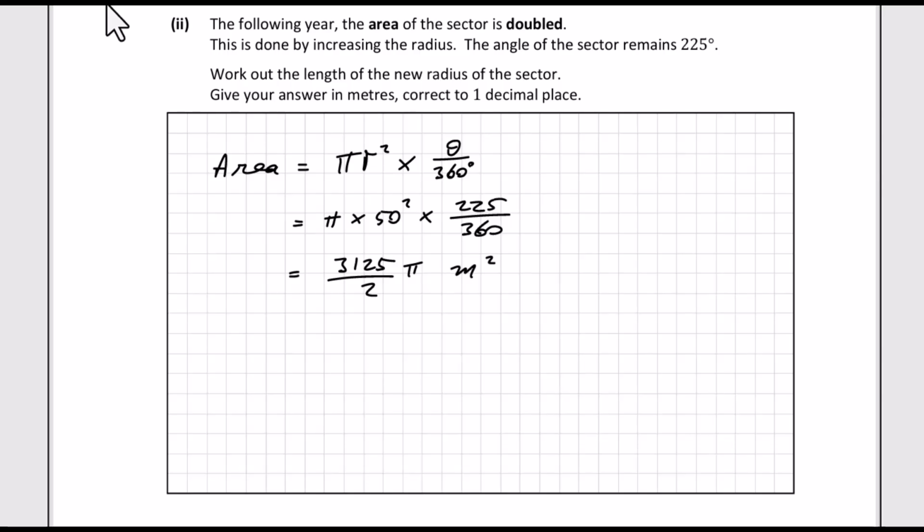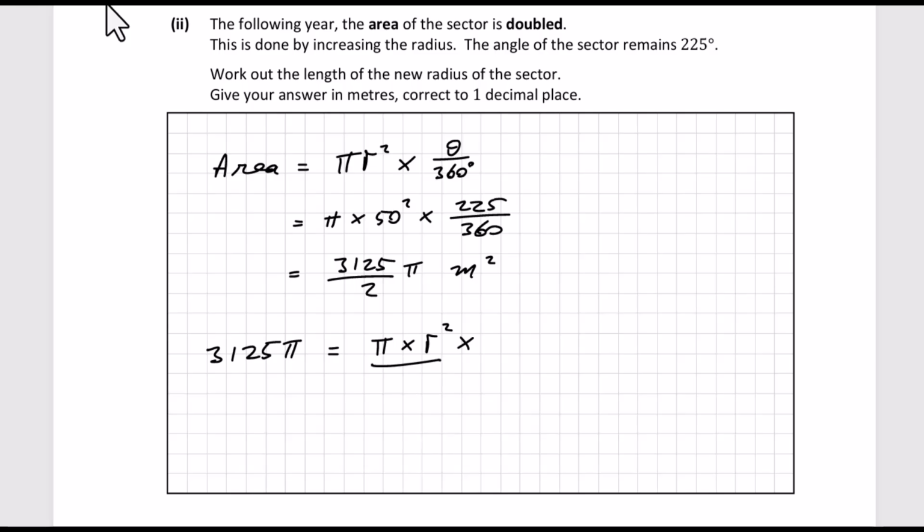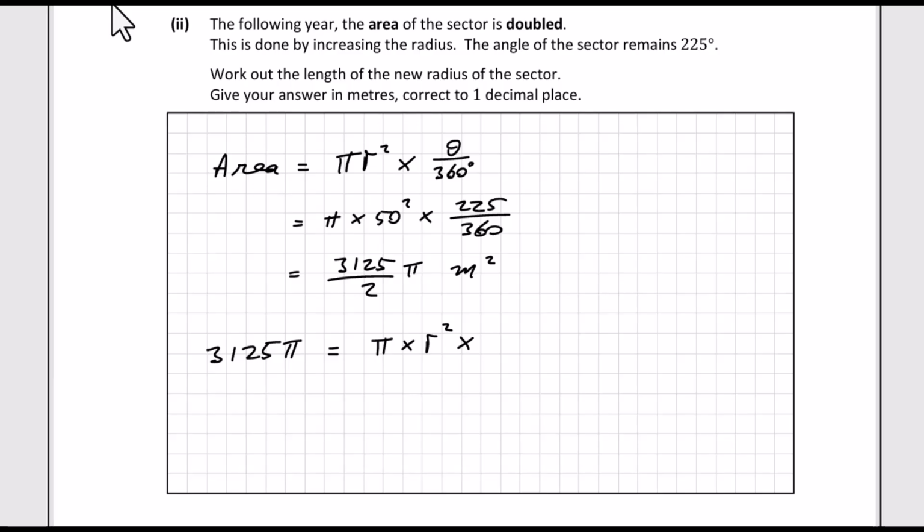Now we've got to double this. The new area is double this area. So if you multiply this by 2, the 2 will cancel. You'll just end up with the new area as 3125 pi. And then on the right hand side, we've got pi times the new radius, which we don't know, squared, times the angle over 360. This is the area of the entire circle. We just want the area of the sector. So we multiply by the angle, which hasn't changed, it's still 225, over 360 degrees.